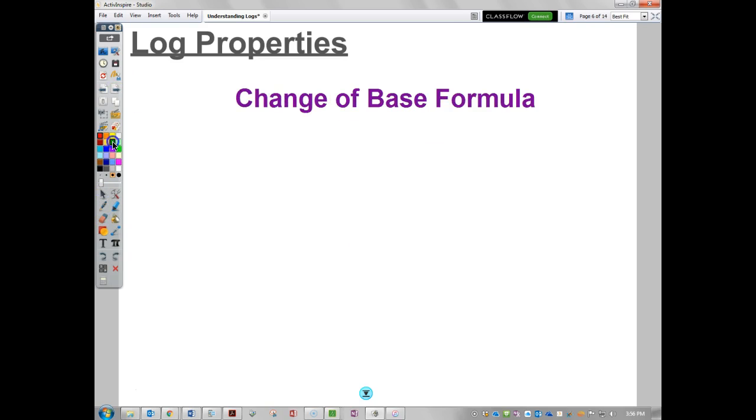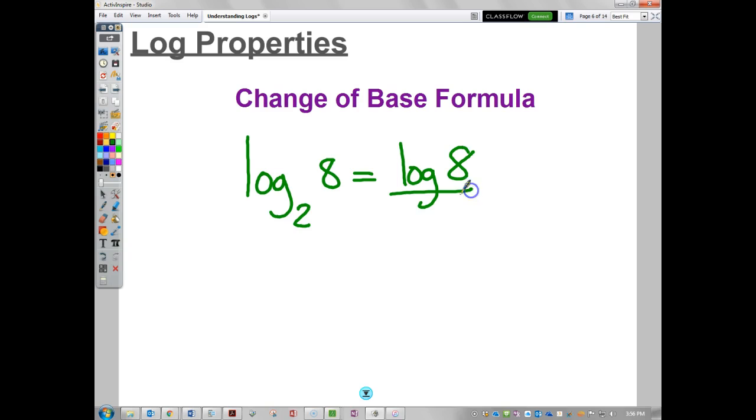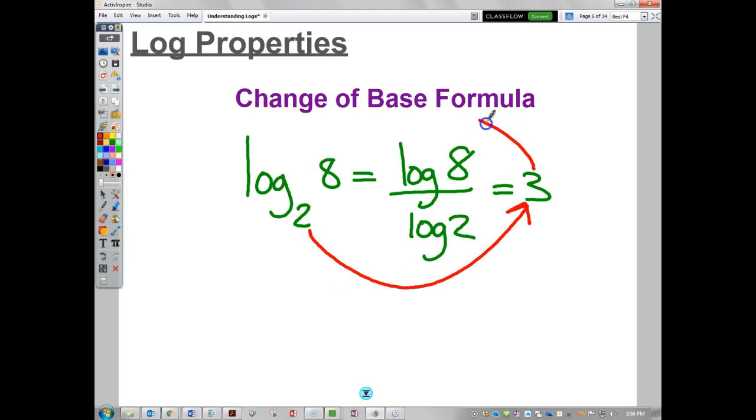The change of base formula allows you to evaluate logs. Log base 2 of 8 is equal to the log of 8 divided by the log of 2. And if you enter that into your calculator, you will find out that it's 3. And that makes sense because of what we worked with earlier. If you use the circle, 2 to the third power equals 8.